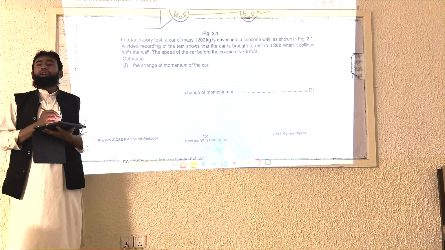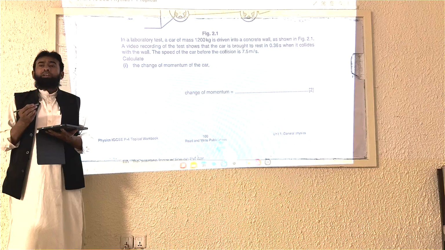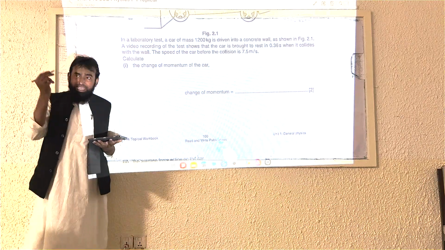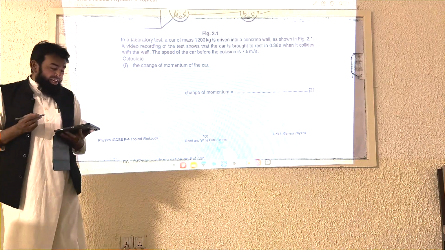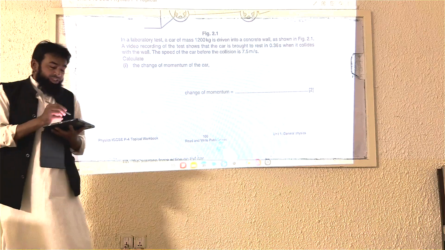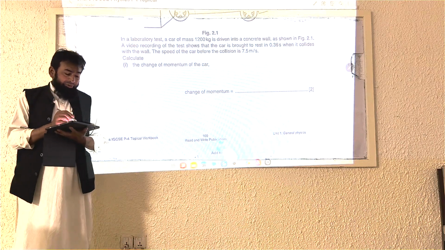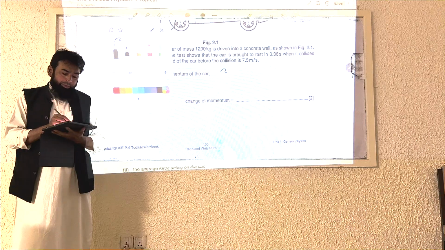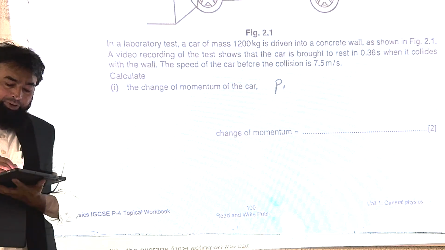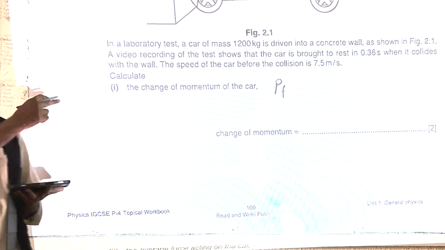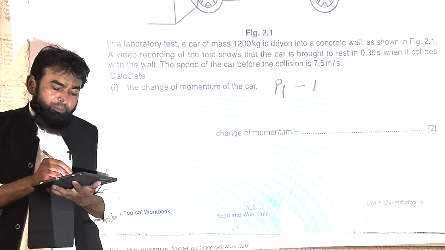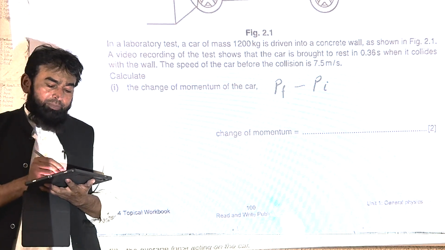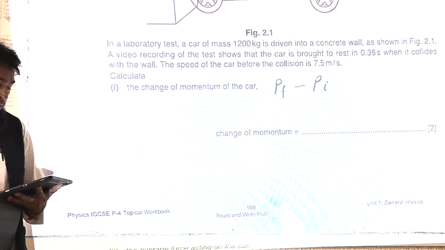Well, so we have to find out the change in momentum. Change in momentum is also called impulse. So basically he is asking us to find out impulse, which is the final momentum, which I am representing with PF, minus PI, the initial momentum. Okay, what is the initial momentum of the car?